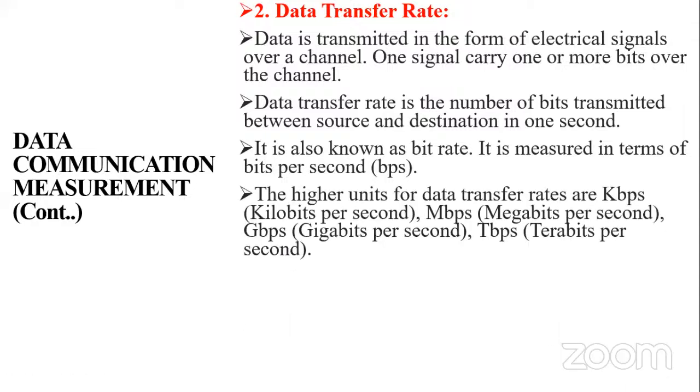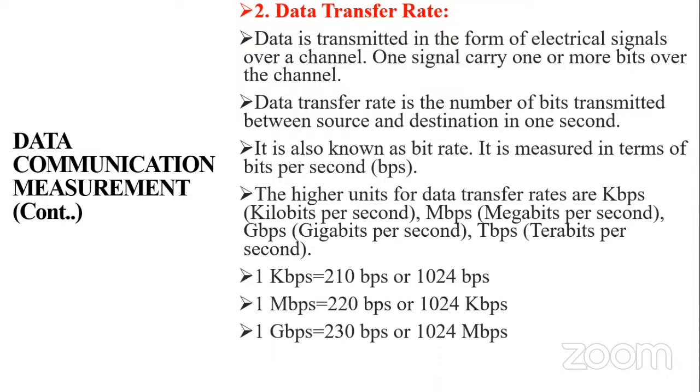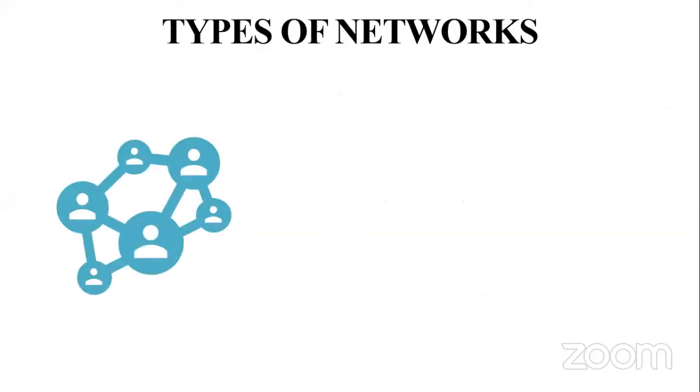These higher units of data transfer rates can be measured in kilobytes, megabytes, gigabytes and terabytes. 1 kbps is 1024 bits per second. These are very basic terminologies. What is 1 Mbps equal to in kbps? This is a very, very important one.